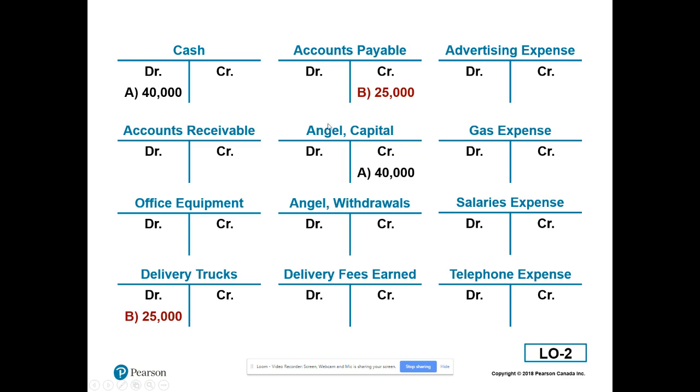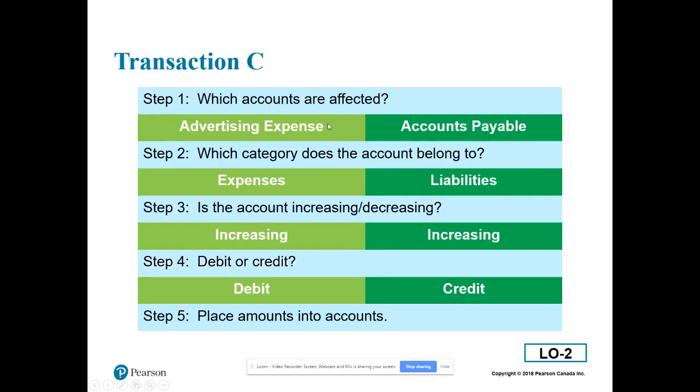Good. Item C. It says advertising bill was received but not yet paid. Okay, not yet paid. So if it's not yet paid, it's not cash. So not yet paid means accounts payable. So here's an interesting thing. I can think about a transaction in terms of what if it was cash. And that will also give me a clue on how I'm going to record the debits or credits.